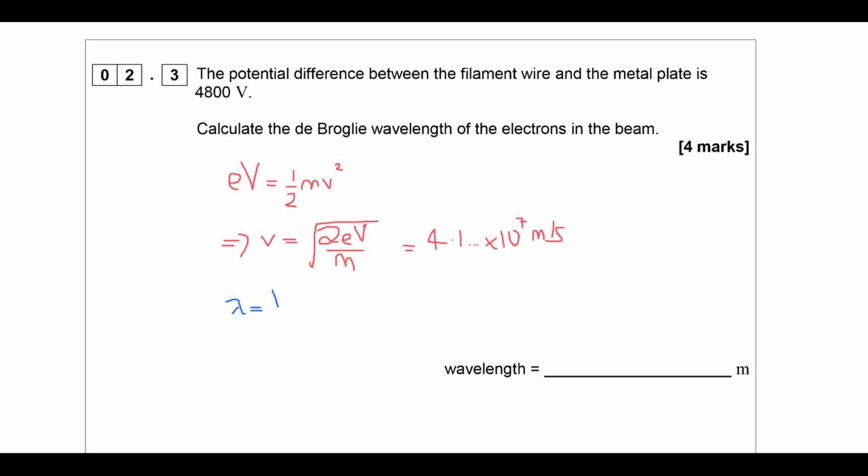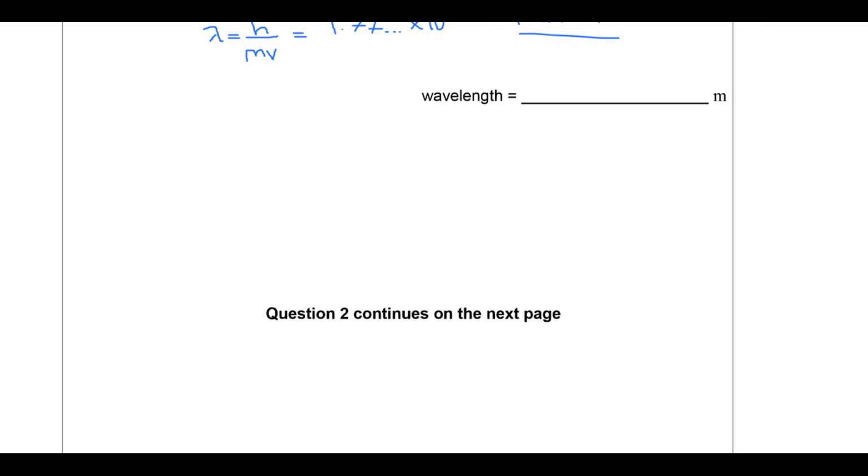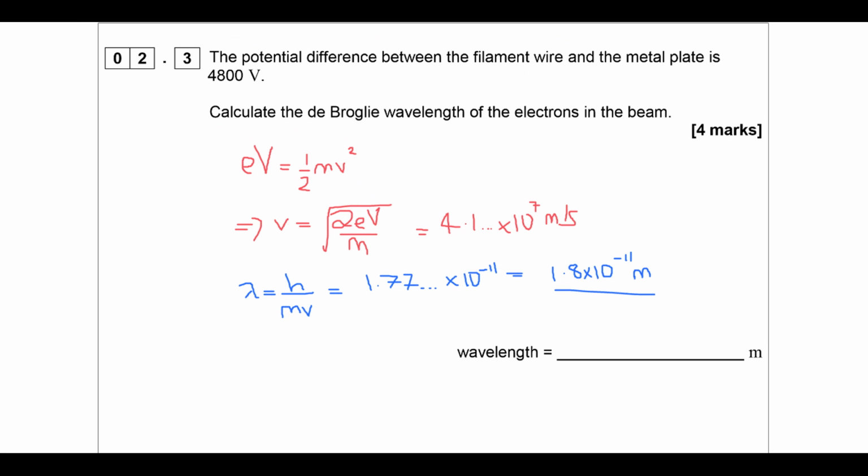And then using the de Broglie wavelength equation, we know Planck's constant, we know the mass of the electron, so let's multiply our velocity by 9.11 times 10 to the minus 31. We'll do 6.63 times 10 to the minus 34 divided by all of that, which gives you 1.77 and so on times 10 to the minus 11, and 2 significant figures is appropriate here, so 1.8 times 10 to the minus 11 meters. Okay, so let's finish off question 2 on the next.